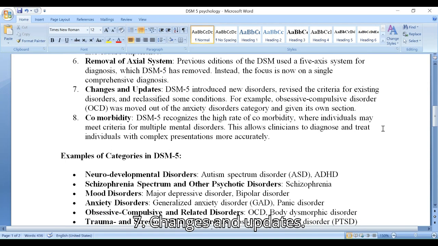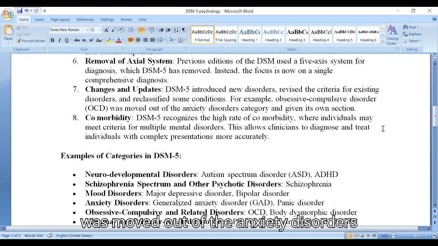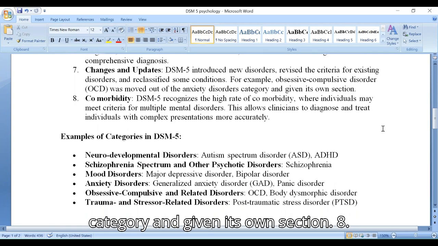7. Changes and updates. DSM-5 introduced new disorders, revised the criteria for existing disorders, and reclassified some conditions. For example, obsessive-compulsive disorder (OCD) was moved out of the anxiety disorders category and given its own section.